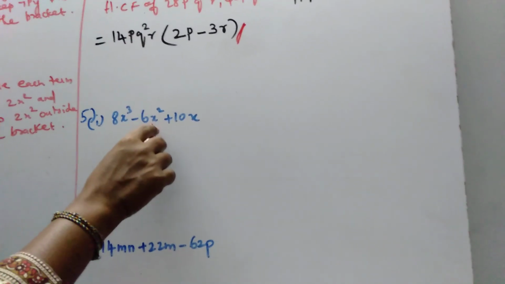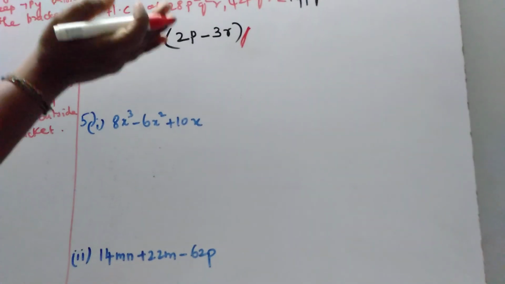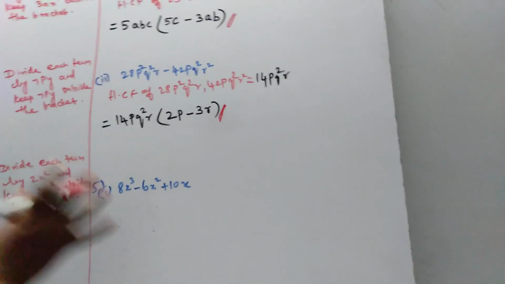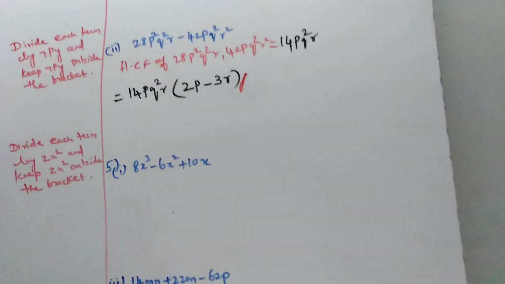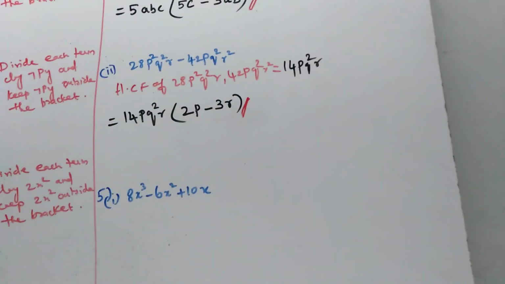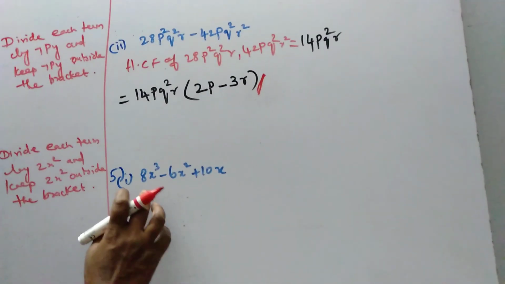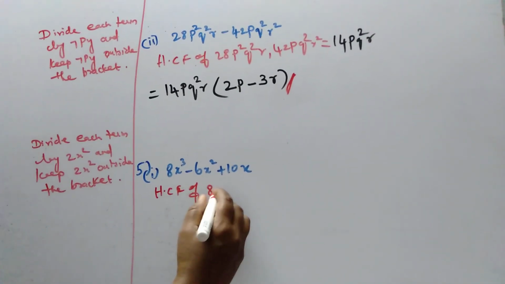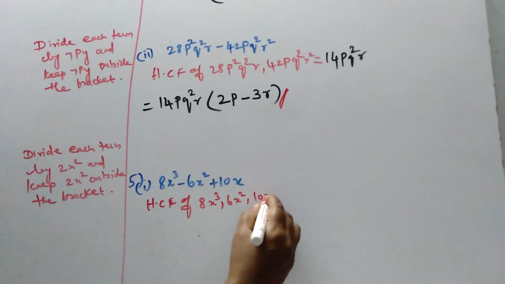8x cube minus 6x square plus 10x. For the previous sums, up to sum number 4, only 2 terms were there. But in this one, 3 terms are given. So very simple, we want to take the common factor of these 3 terms and write it. So what is the HCF of 8x cube, 6x square, 10x?